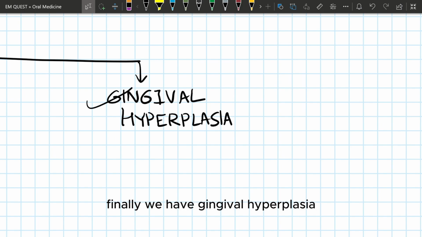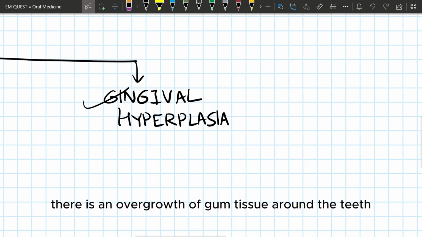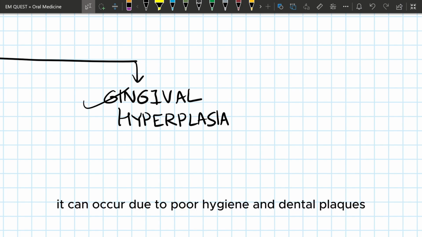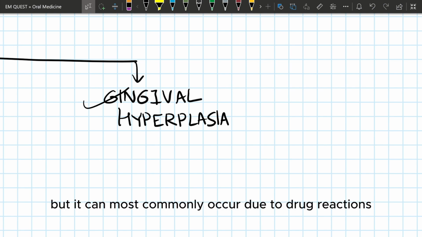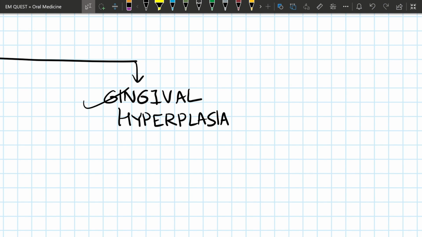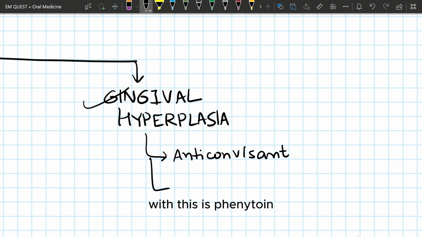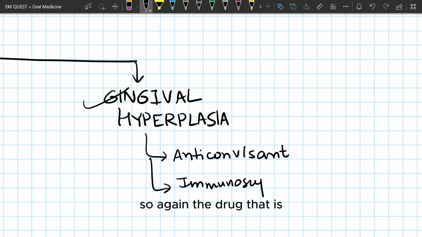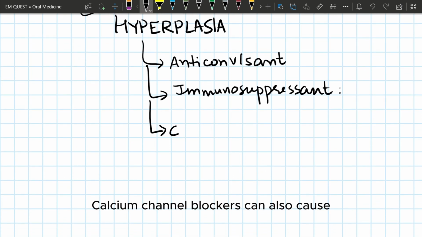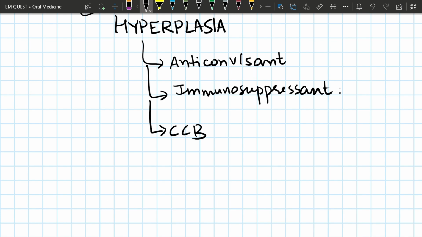Finally, we have gingival hyperplasia, in which there is an overgrowth of gum tissue around the teeth. It can occur due to poor hygiene and dental plaques, but it most commonly occurs due to drug reactions. The drugs implicated are anticonvulsants, in particular phenytoin, and immunosuppressants, in particular cyclosporine. Other than that, calcium channel blockers can also cause hyperplasia.